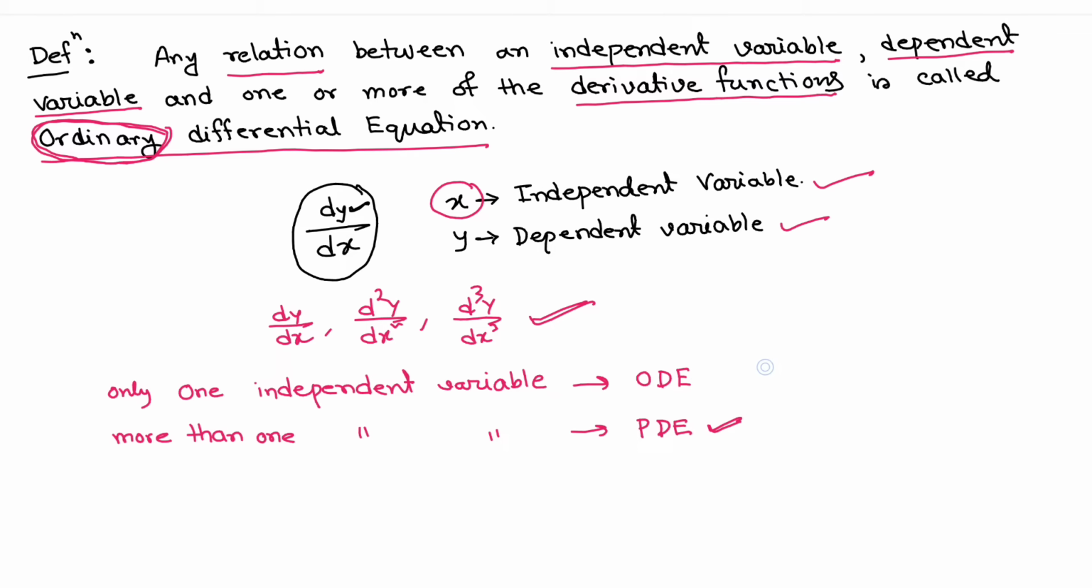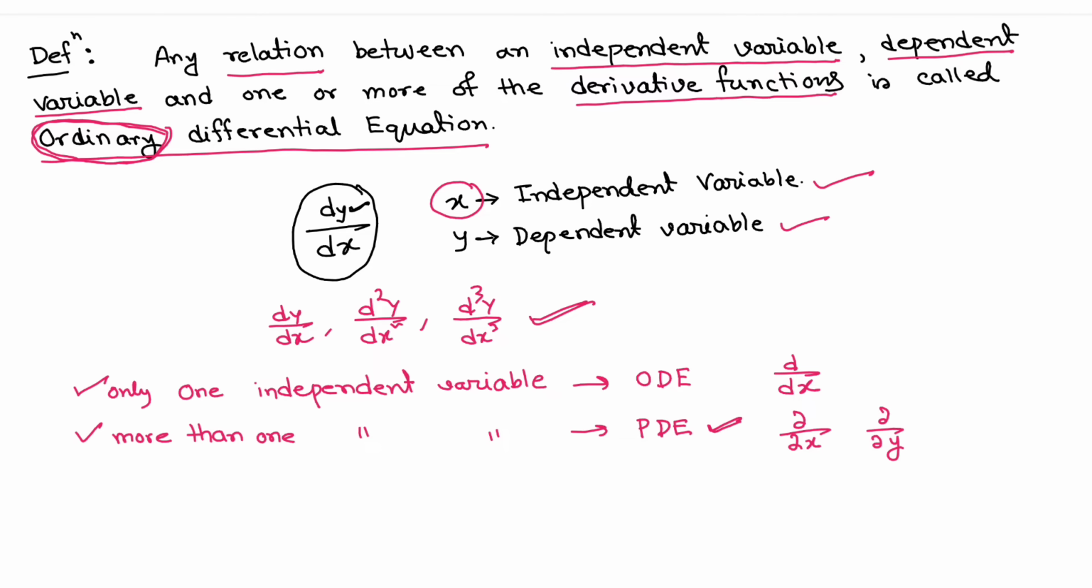For an ordinary differential equation, we use the symbol d/dx when we are differentiating any function. And for a partial differential equation, we have to use the symbol del x. If the derivative is with respect to x, we use del x. If it is with respect to y, we write del y, and so on. This is the basic difference between ODE and PDE. ODE means there is only one independent variable, PDE means there is more than one independent variable.